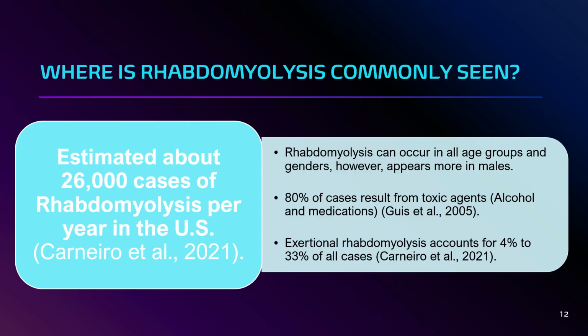Rhabdomyolysis can occur in all age groups and all genders. However, the disease appears more frequently in males. It is estimated there are about 26,000 cases of rhabdomyolysis per year in the United States. Interestingly, 80% of rhabdomyolysis cases found in adults result from contact with toxic agents such as alcohol and medications. Exertional rhabdomyolysis accounts for approximately 4 to 33% of all rhabdomyolysis cases.